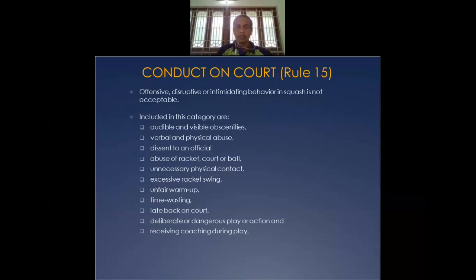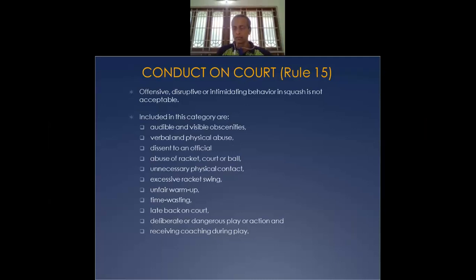Dissent to an official happens very often, like waving a hand at the referee or saying something to the referee. Any dissent, throwing the racket, hitting the ball, whacking the ball, can be classified as abuse of racket and dissent to an official. Abuse of racket or a court or ball might be because of a bad shot from him, or he might be unhappy with the decision and do it. So abuse of racket has two possibilities. Dissent is very frequently happening.